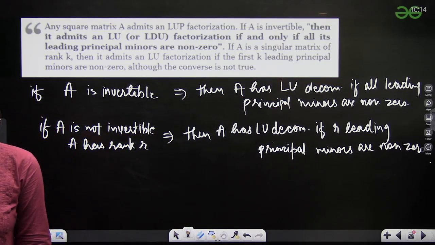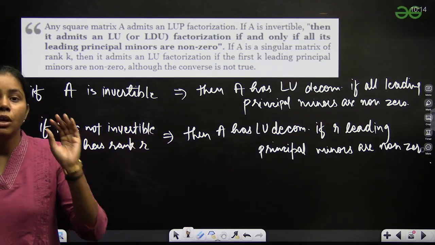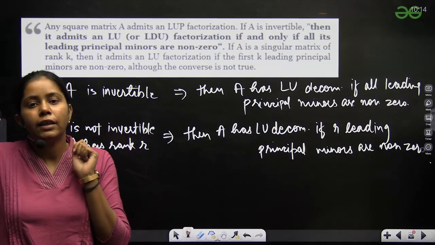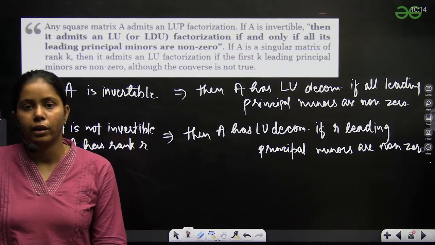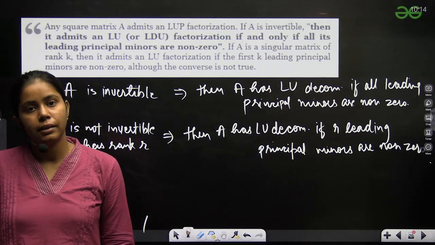So if somebody asks you whether a matrix that is not invertible has LU decomposition or not, you would check one condition, then you are going to get the result. So it may or may not. You would not say that if A is not invertible, then it would not have an LU decomposition. It can have an LU decomposition if the R leading principal minors are non-zero.